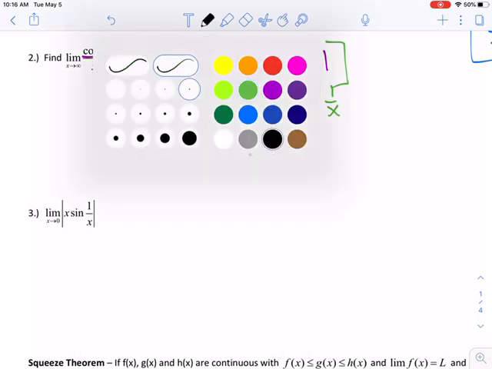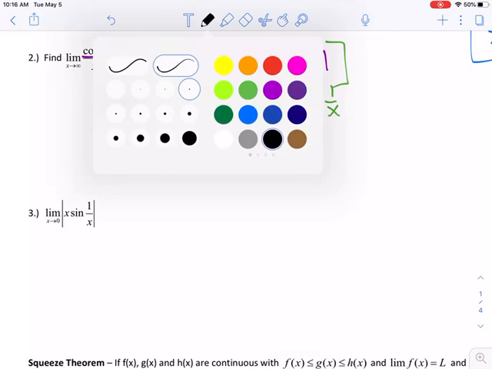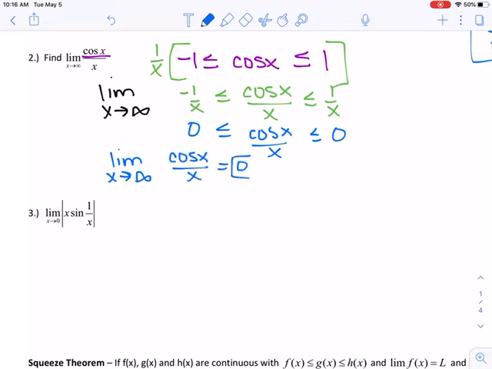And since the limit as x approaches infinity is what I'm looking for, I know that the limit of negative 1 over x is going to be 0. And I also know that the limit of a positive 1 over x is going to approach 0. So that's going to tell me that the cosine of x over x has to be in between 0 and 0. Therefore, its limit is also going to be equal to 0. So the limit as x approaches infinity of the cosine of x over x is equal to 0.